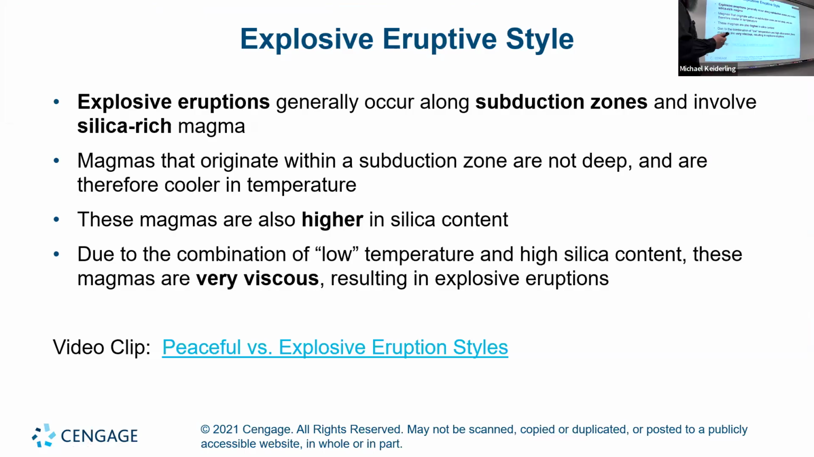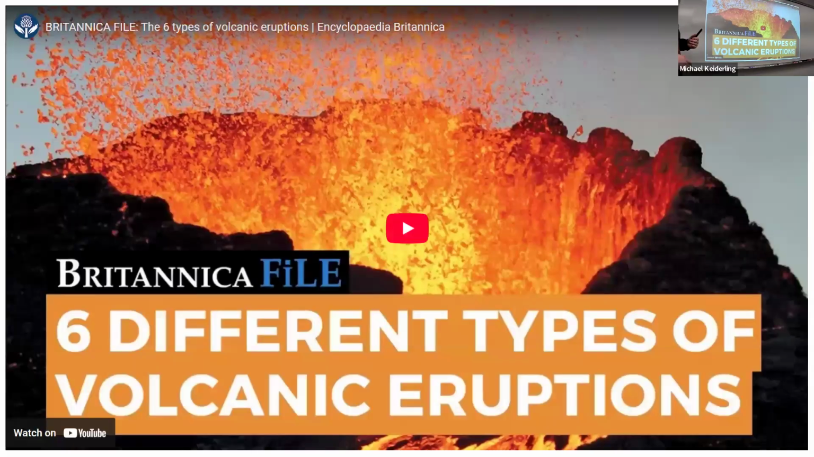So, that was Hawaii, which has some of the more peaceful eruptions. Explosive eruptions generally occur along subduction zones and involve silica-rich magma. And magmas that originate within a subduction zone are not deep and are therefore cooler in temperature. They're also higher in silica content. And due to the combination of lower temperature and high silica content, these magmas can be very viscous, resulting in explosive eruptions. So this is a video summarizing different types of eruptions.